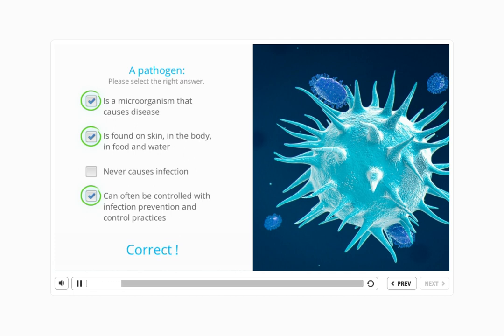A pathogen is a microorganism that causes disease. These pathogens are the infectious agent in the chain of infection, and they can be transmitted beyond the host. Infection prevention and control practices is an effective way to manage pathogens.